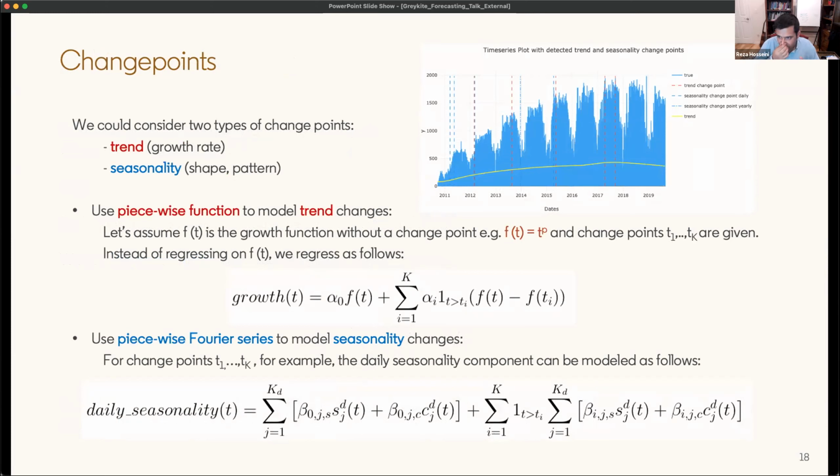And now I get back to the change points. Basically, our approach to the change points, if you look at this equation, if you have a basis function, it can be just linear. f(t) could be just t, but it could be a nonlinear function.